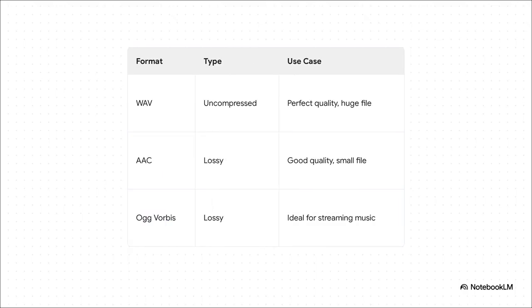And this is why we have different file formats for different jobs. A WAV file is uncompressed. It's perfect for professional audio editing where quality is everything. But for streaming, services like Apple Music use AAC, and Spotify uses something called OGG Vorbis. Both are lossy formats that find that perfect sweet spot between really good quality and a small, streamable file size.